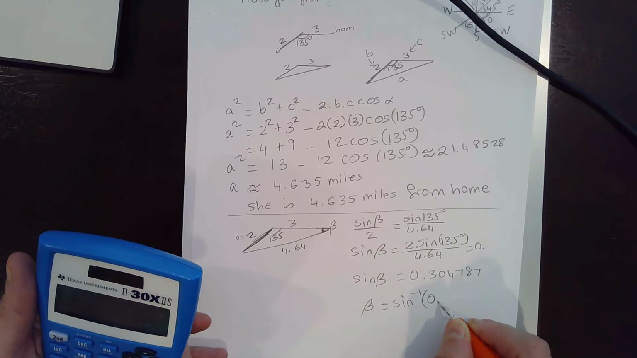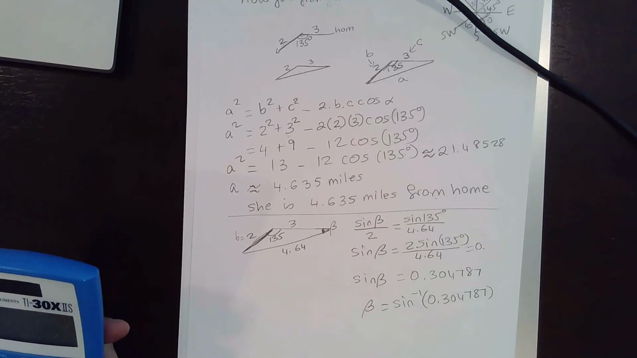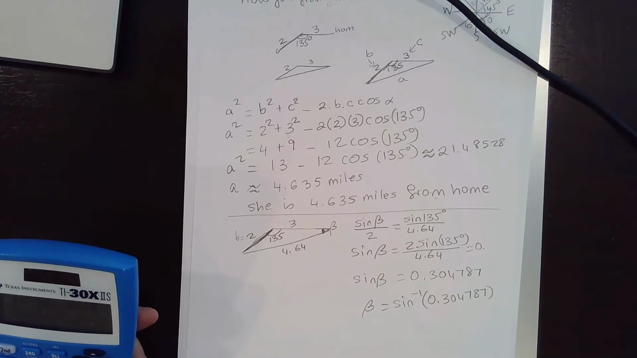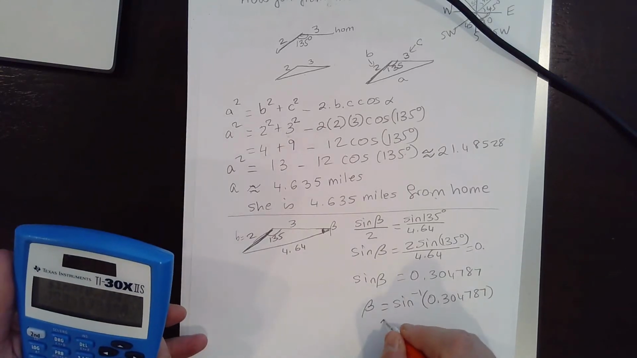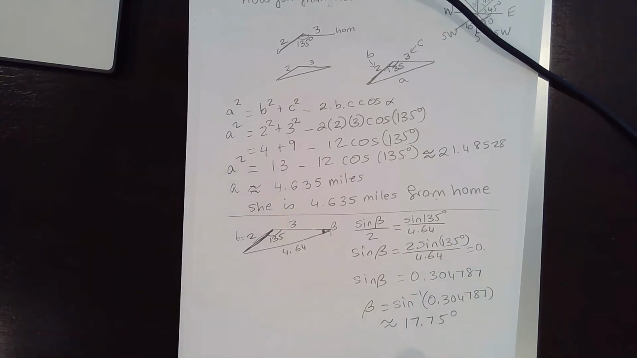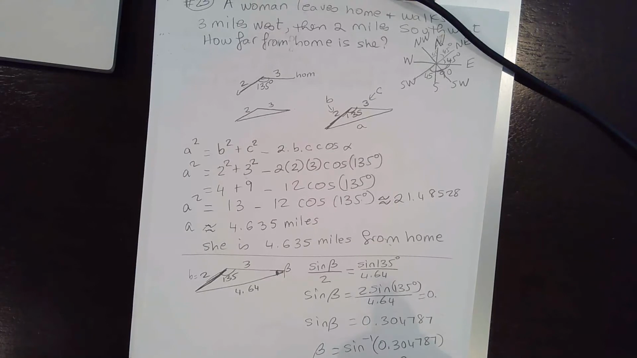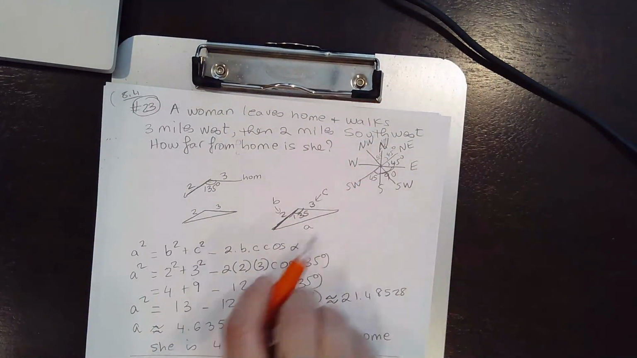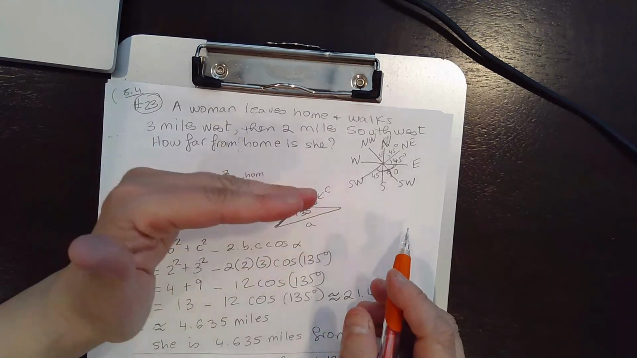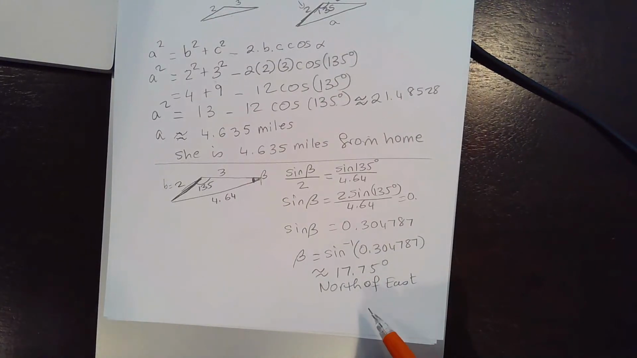I'm looking for beta, so you take the sine inverse of 0.304787. And we get roughly 17.75 degrees. So 17.75 degrees north of east. So this is north of east. So she's going in this direction. Sorry if the picture doesn't look like this. So she went this way. She's going to go in this direction, northeast. So 17.75 degrees north of east.